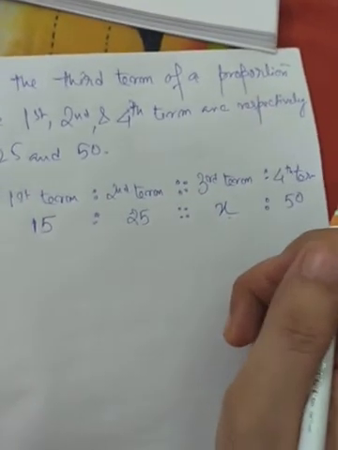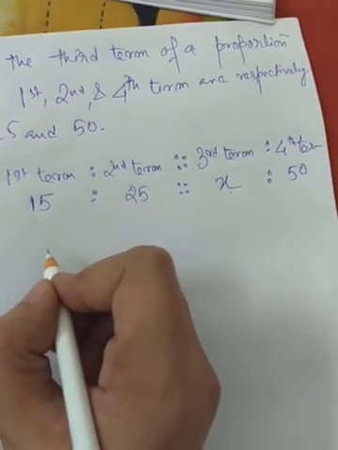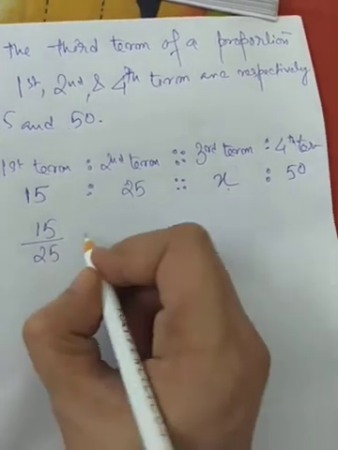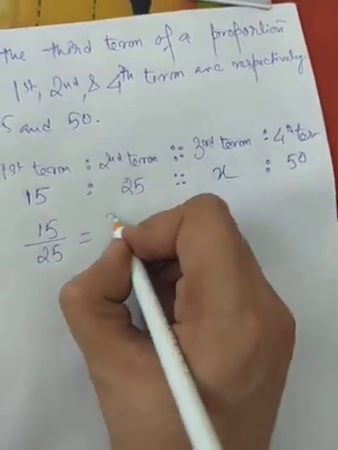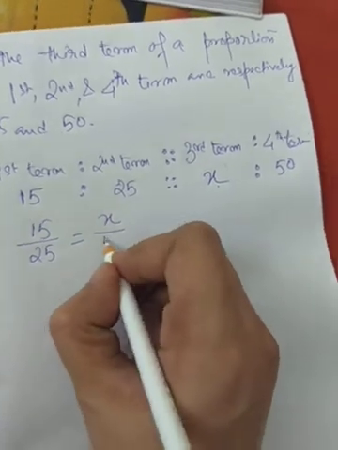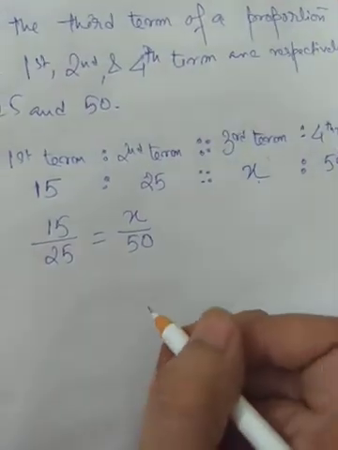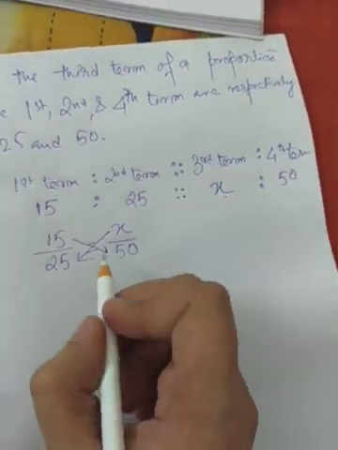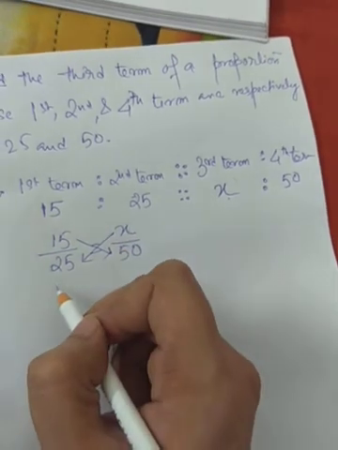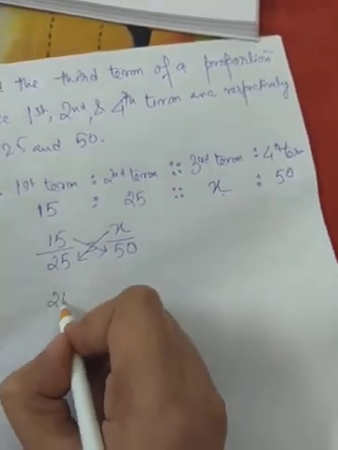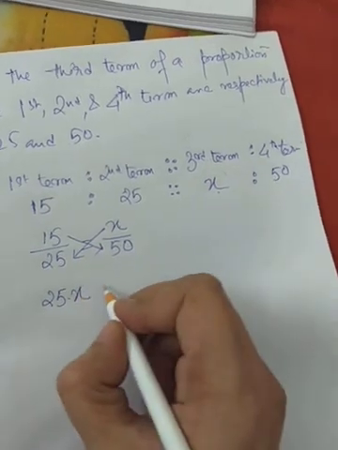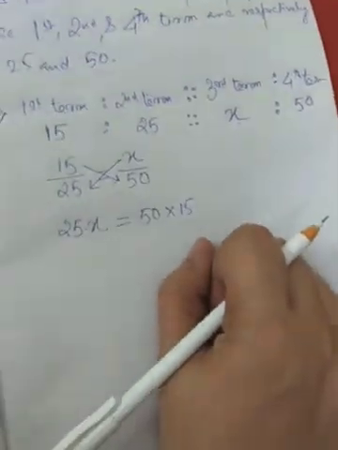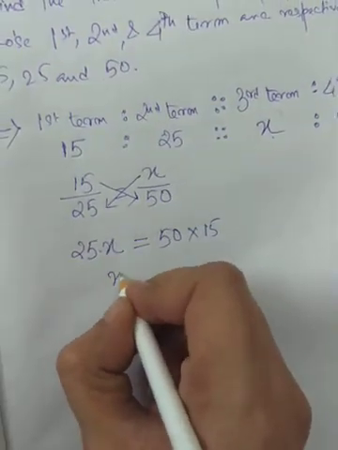Now just like the previous sum, we will work it out. It will be 15 by 25 equal to, this is the third term, so this will come first, x by 50. Clear, students? Now what we will do? We will do cross multiplication and we will try to put x always on the left hand side. So it is 25 into x is equal to 50 into 15. Clear?